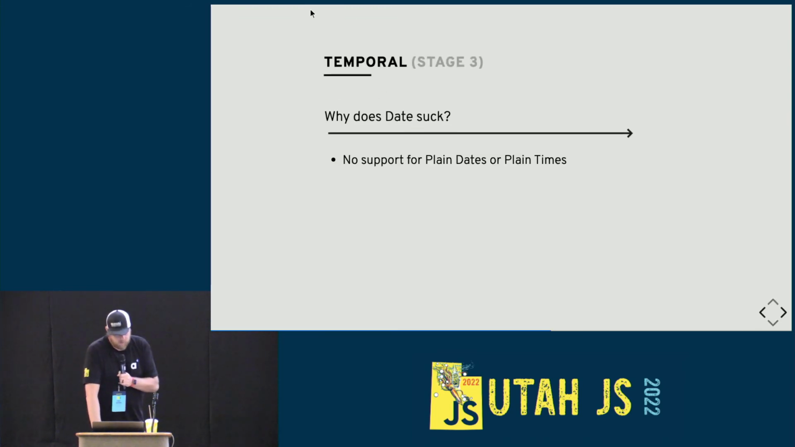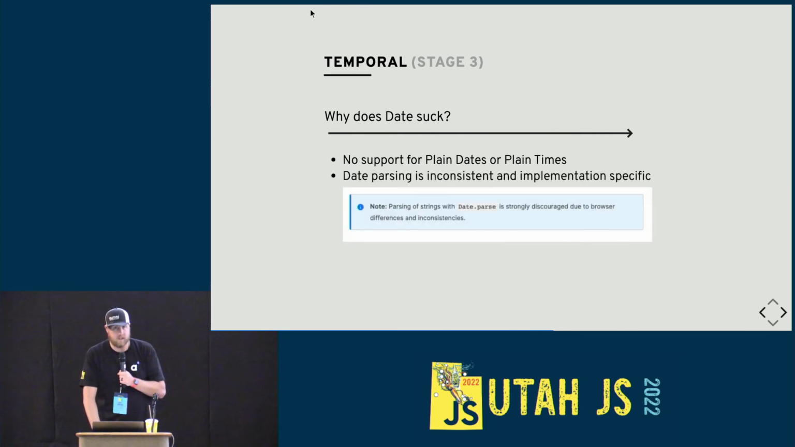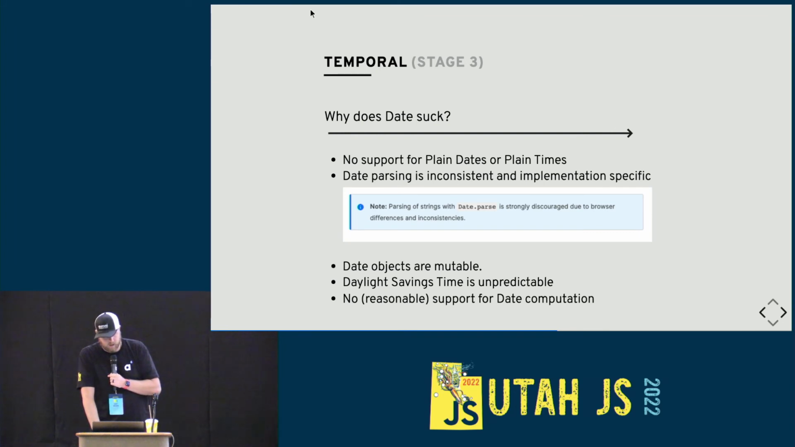So, why does date suck? Well, first, there's no support for plain dates and times. Date parsing is discouraged, officially. Date objects are mutable, not immutable. Daylight savings time is unpredictable with the way that it is currently written, and there's no reasonable support for date computation. No support for non-Gregorian calendars.